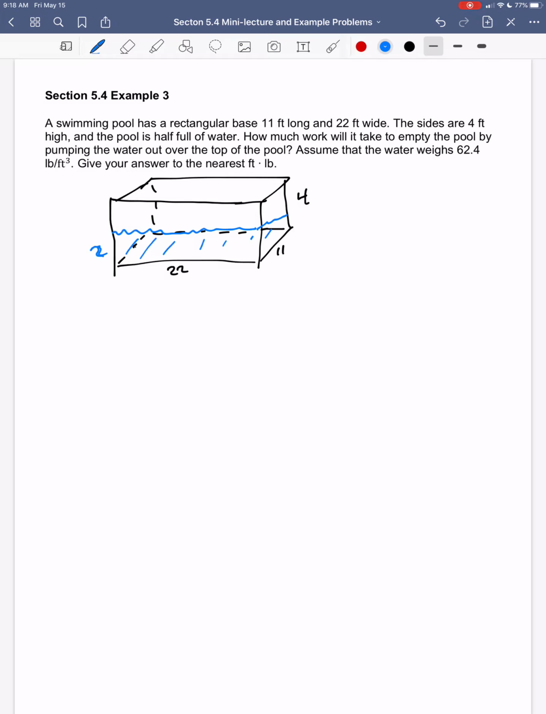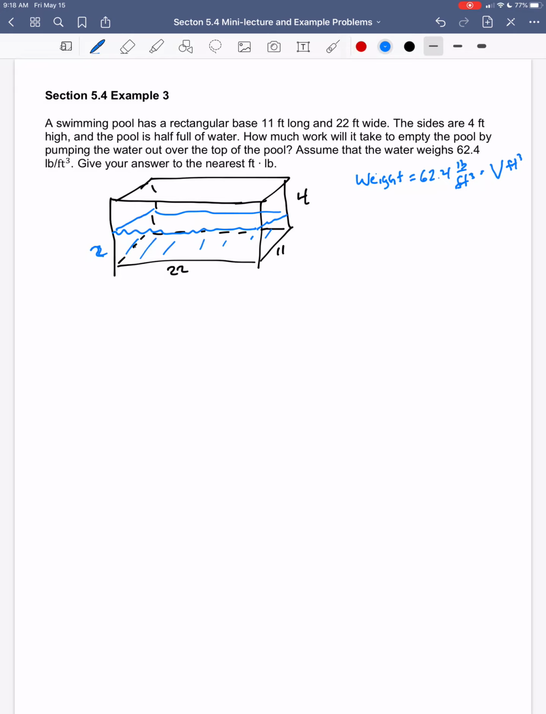So how much work will it take to empty the pool by pumping the water out over the top? Well, you know, we could calculate the total weight of the water that's in the pool. We could find the volume of the water in cubic feet, and the weight then is just going to be 62.4 pounds per cubic foot times the volume, because the volume will be in cubic feet, and then the cubic feet will cancel and I'll be left with pounds.